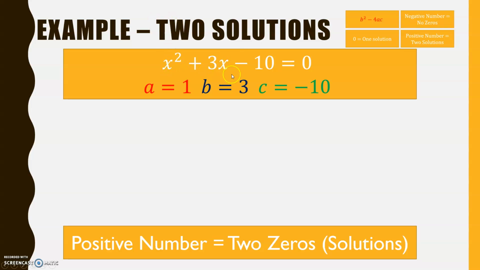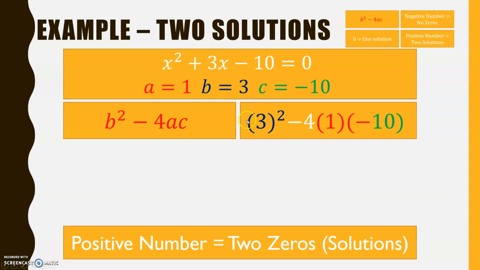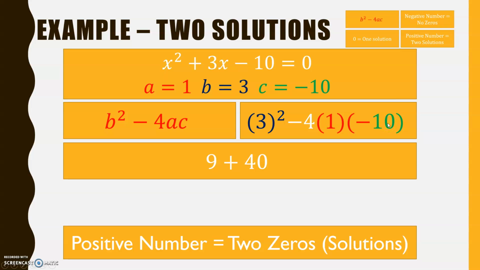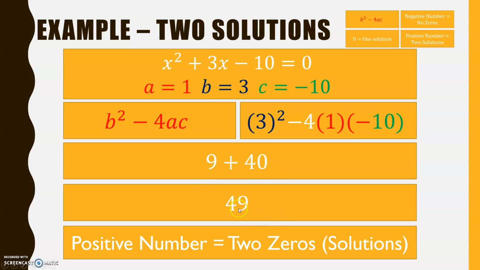So x squared plus 3x minus 10 equals 0. Also conveniently in similar form, we have a equals 1, b equals 3, and c is -10. Simply plug all of that in, we get b squared minus 4ac. So b is 3, so 3 squared minus 4 times 1 times negative 10. Because we have a negative times a negative, just be careful. Positive 40, okay? And then we get 49 as our discriminant.